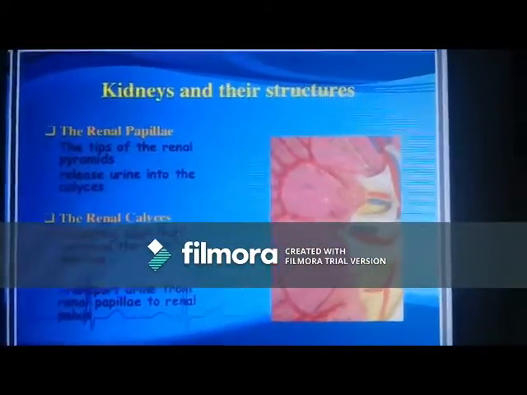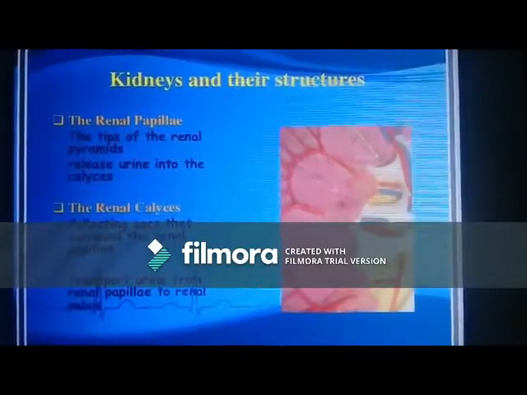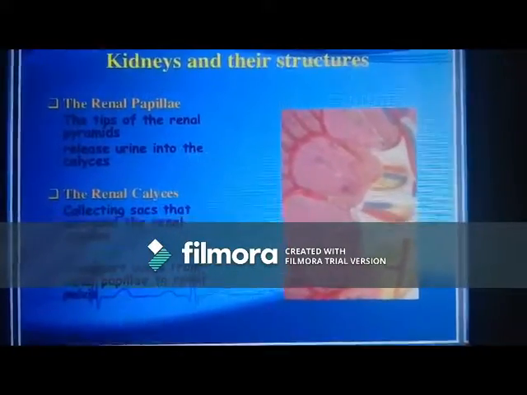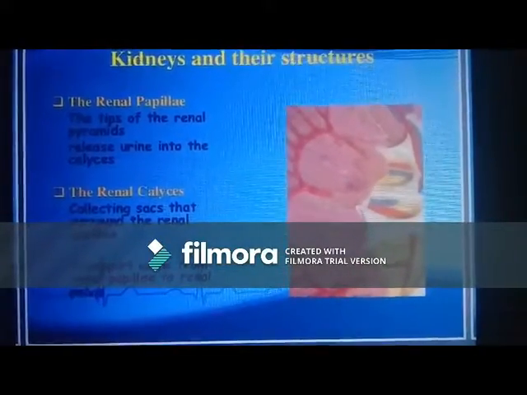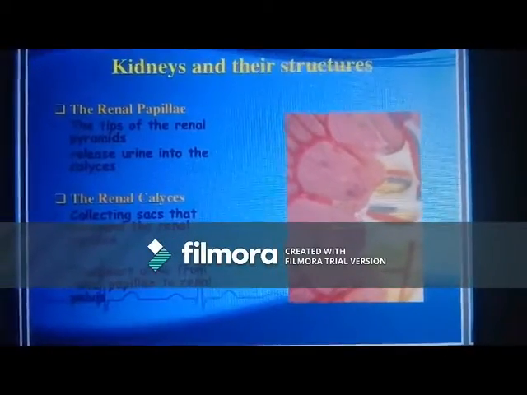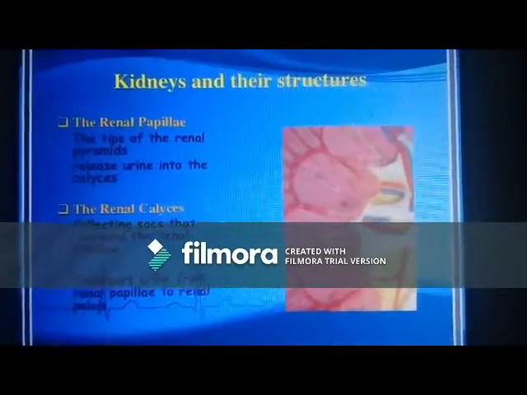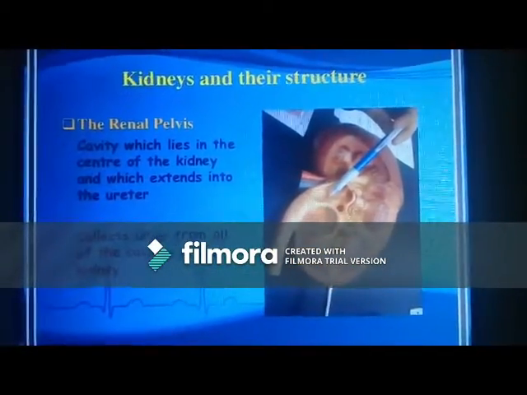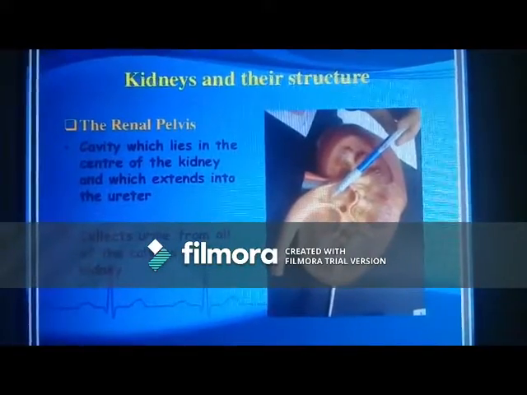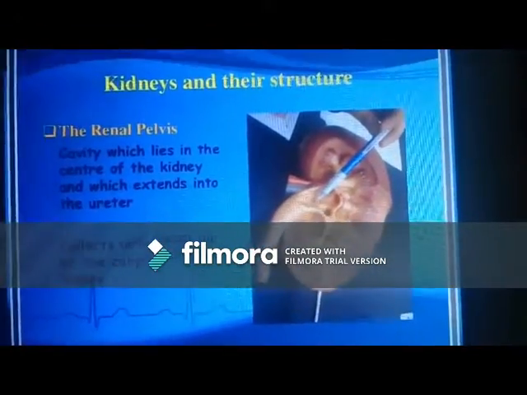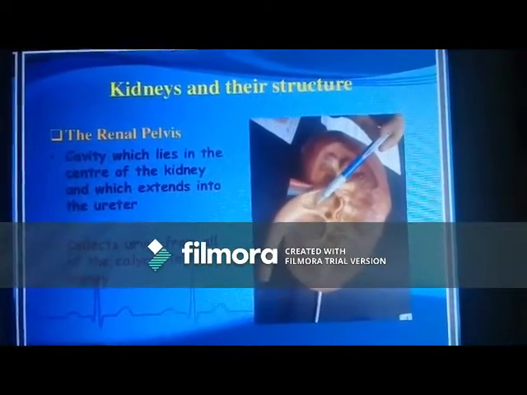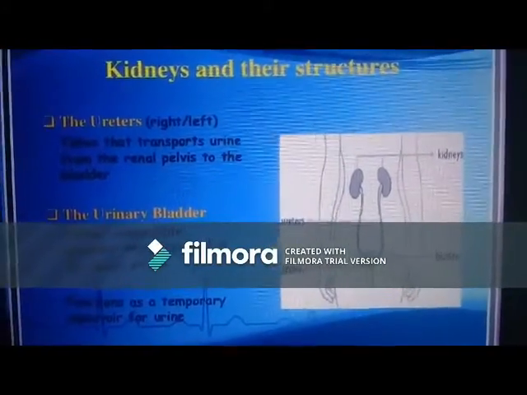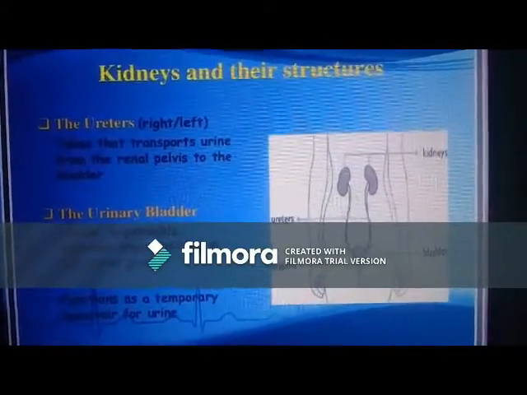The renal papillae, the tips of the renal pyramids, release urine into the calyces. The renal calyces, collecting sacs that surround the renal papillae, transport urine from the renal papillae to the renal pelvis. The renal pelvis, a cavity which lies in the center of the kidney and extends into the ureter, collects urine from all the calyces in the kidney. The ureters, right and left, are tubes that transport urine from the renal pelvis to the bladder.